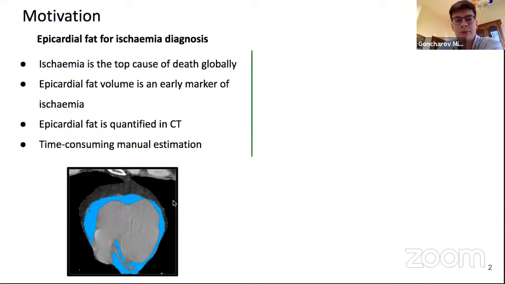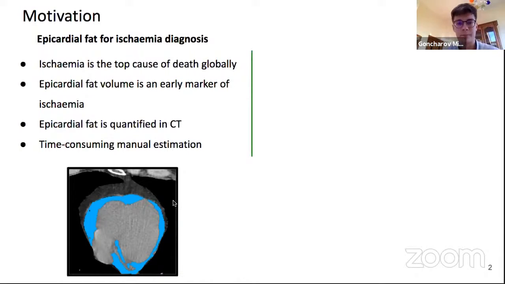And the first question is, why do we need to quantify it? And the answer is that epicardial fat volume is an early marker of ischemic heart disease, which is the top cause of death globally. But unfortunately, clinicians do not use this marker primarily because it is estimated in CT, and manual estimation is very time consuming.